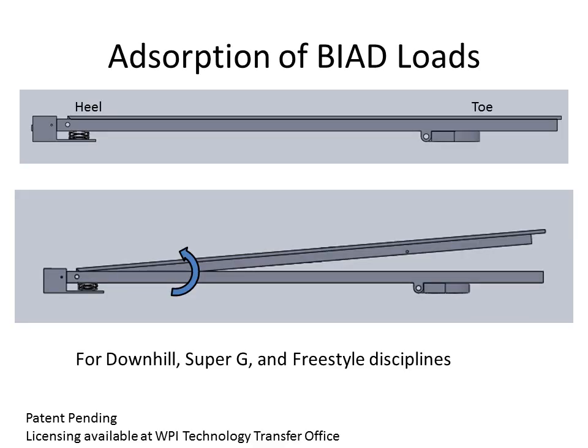Because of the rarity of boot-induced anterior draw injuries in disciplines other than downhill ski racing, Super G ski racing, and freestyle, we can see that perhaps a boot-induced anterior draw binding plate system is not necessary for the average skier. But for downhill, Super G, and freestyle skiers, we can create a system to allow an upper rotation of the toe about the heel of the binding.